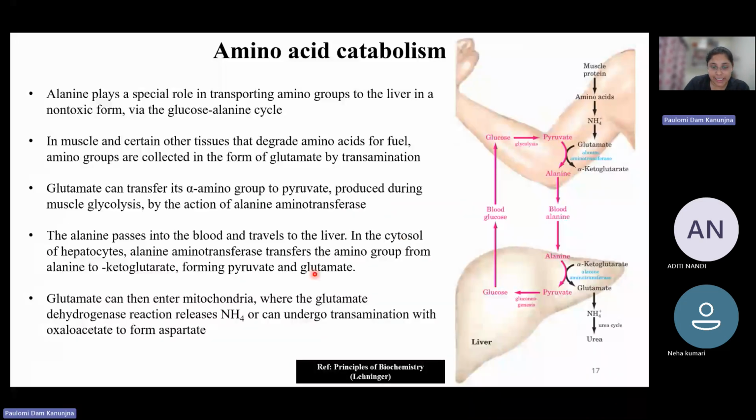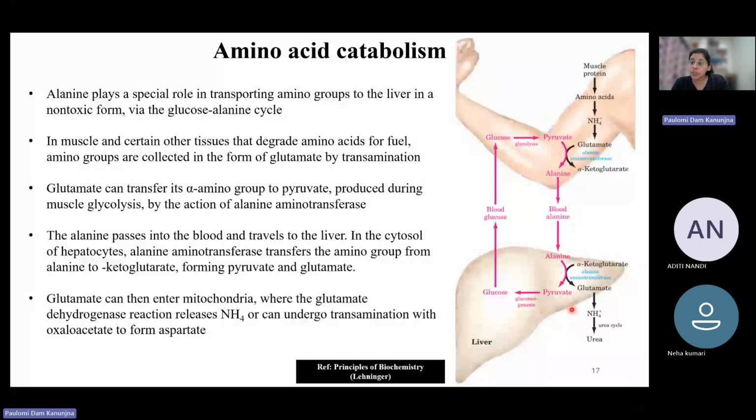This glutamate ultimately will, as we know, enter mitochondria of liver, and there it will undergo glutamate dehydrogenase to release ammonium, or can go through transamination with oxaloacetate to form aspartate. Those are basically other groups that can take place.